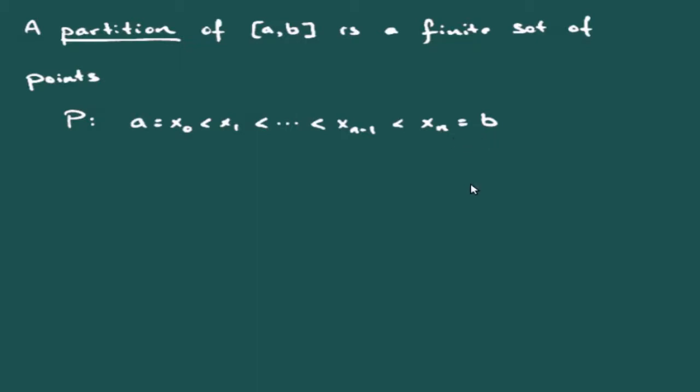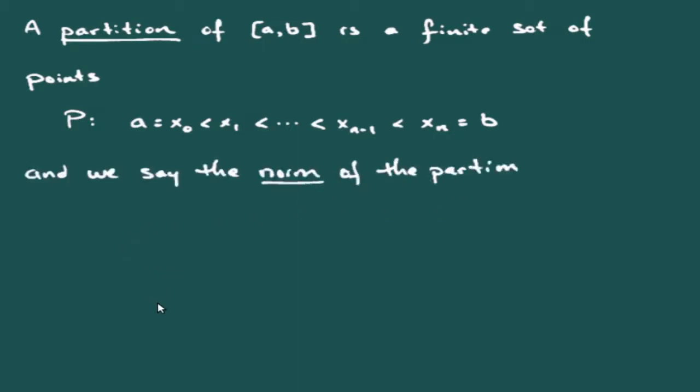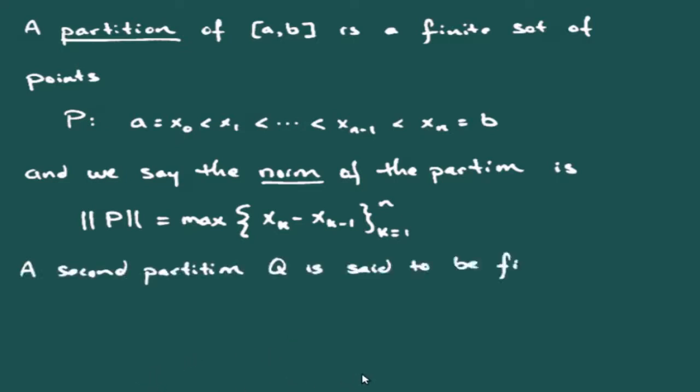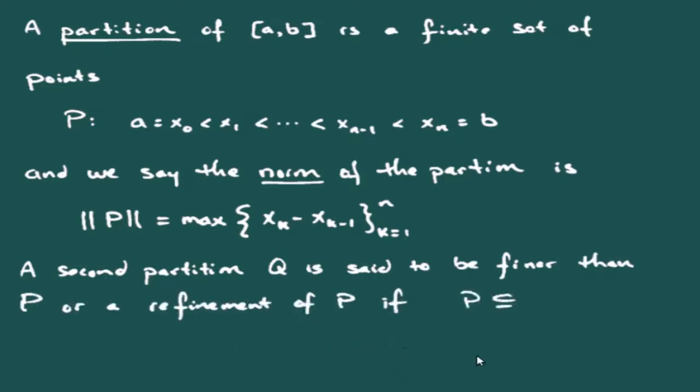We'll say that the norm of the partition is the largest length of any of the subintervals in there. So the norm of P, if P is our partition, is the max of x_k minus x_{k-1} for k going from 1 to n. Now, if we've got a second partition Q, we say that it is finer than P, or is a refinement of P, if P is a subset of Q.